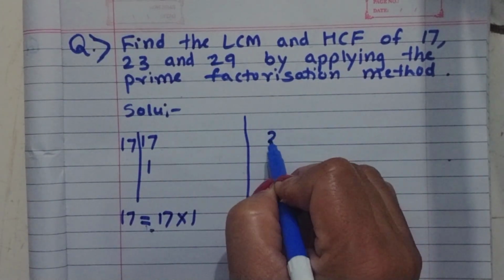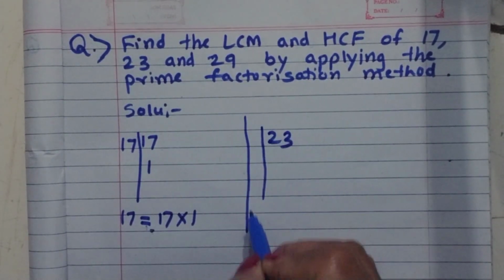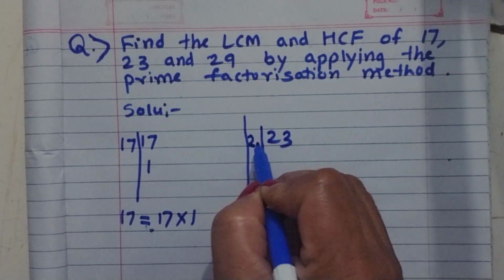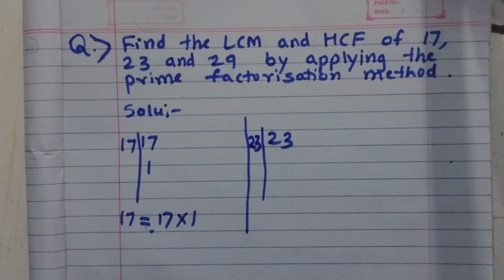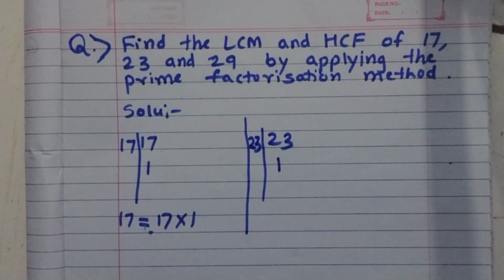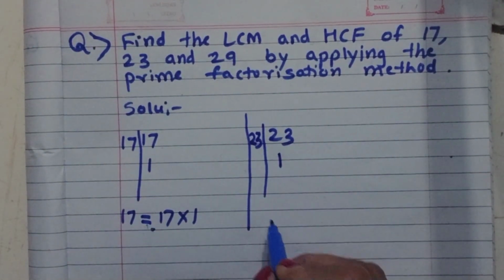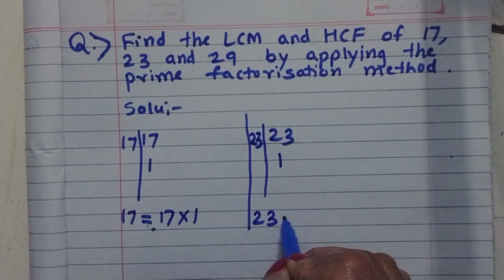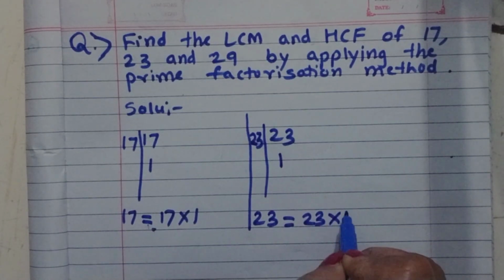Now we do prime factorization of 23. 23 is also a prime number, so 23 is divided by the number itself. So 23 is divided by 23, so we get quotient as 1. We write 1 below 23. So we can write 23 is equal to 23 multiplied by 1.